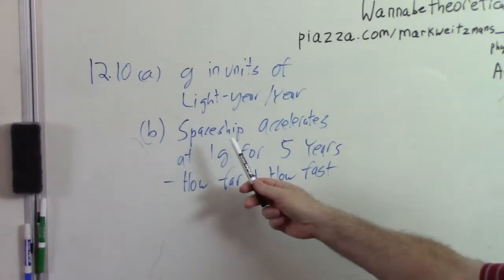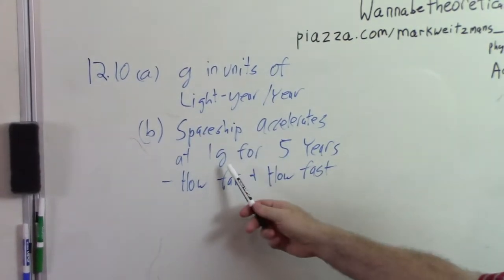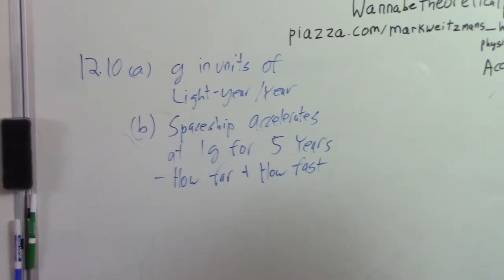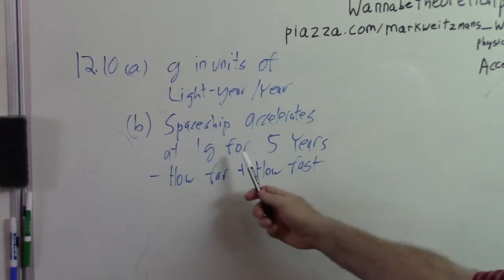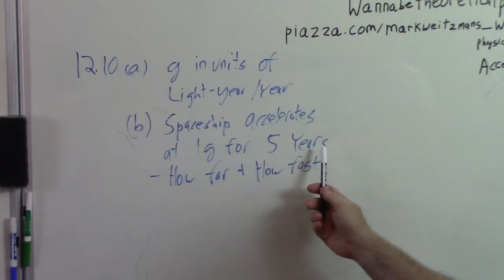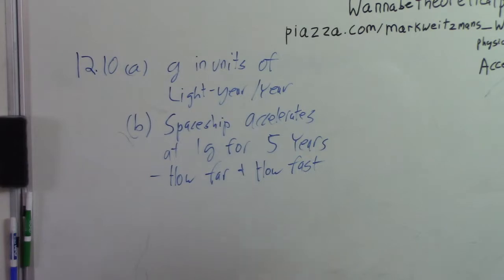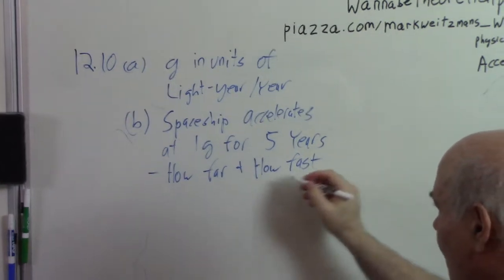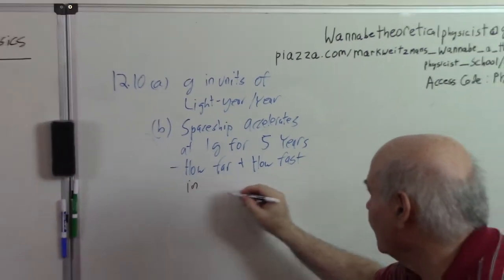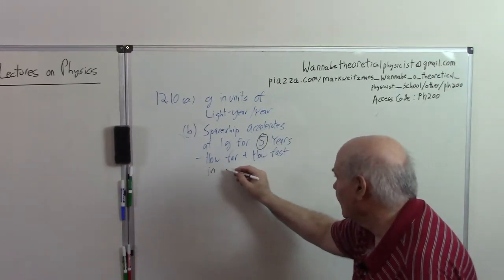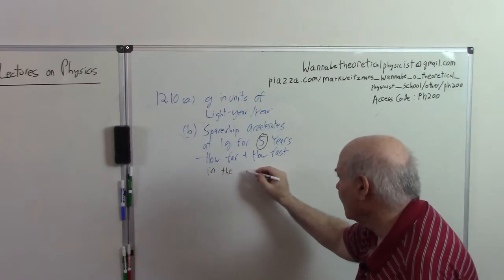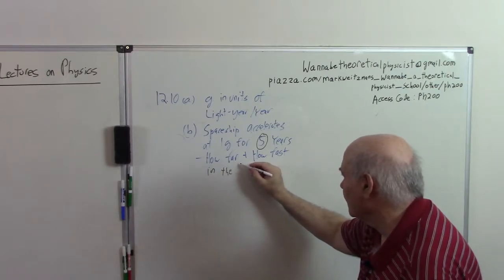And then the second part of the problem is the spaceship accelerates at 1G. That means in its proper reference frame, it experiences the same gravity that you would experience here on the Earth. So it feels 1G acceleration in its proper reference frame for 5 years. And then the question is how far and how fast is it going. When we say 5 years here, this is all in the rest frame, not the spaceship frame. Let's call it the lab frame.